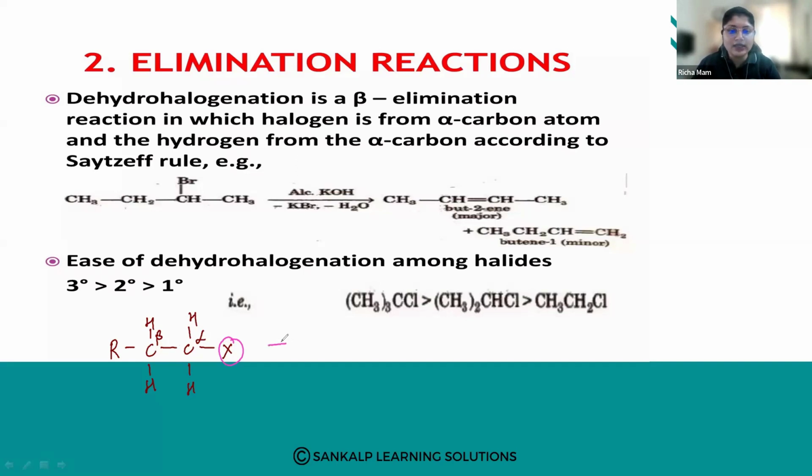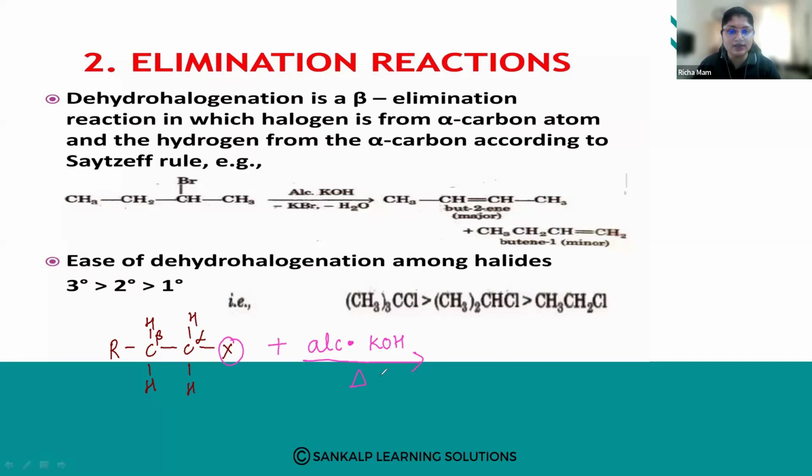Now this alkyl halide, we are going to treat it with alcoholic KOH. What do you mean by KOH? KOH is potassium hydroxide. It is a strong base. And how have we prepared this KOH? We have prepared it in alcohol, not in water. So it is called alcoholic KOH. And what we are going to do is heat it.